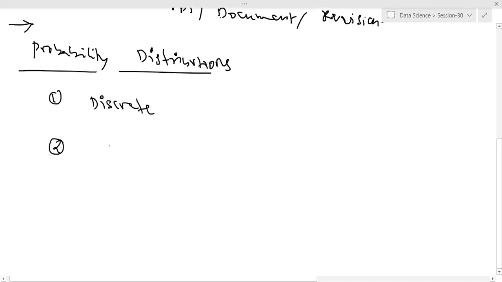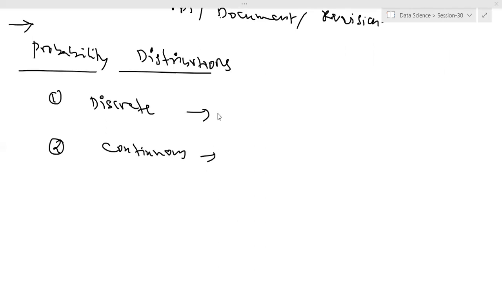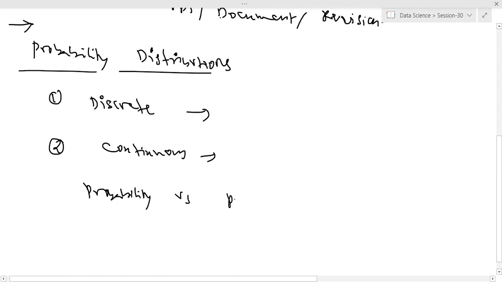Discrete, continuous. These two points we have discussed. And if you are referencing the random variable, we have seen that also. Because if you are talking about the probability values, there is a small differentiation actually. So coming to the probability and as well as the probability distribution.